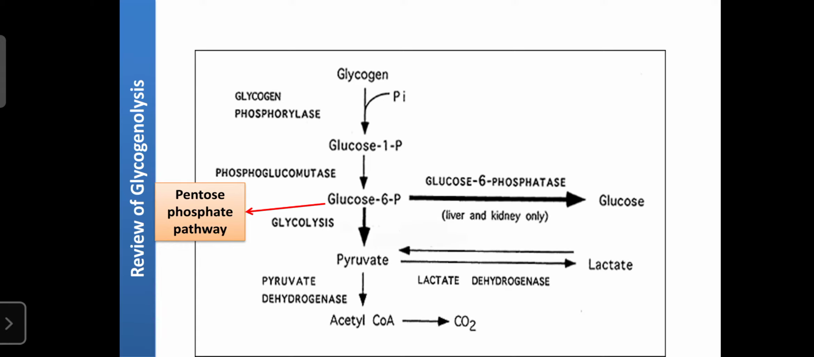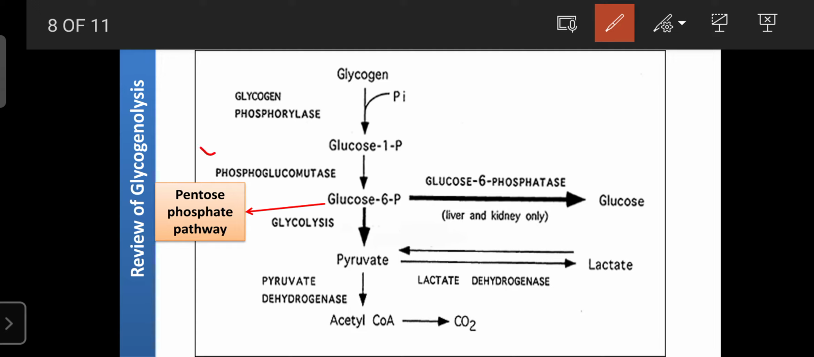So this is the review regarding glycogenolysis. Glycogen, due to phosphorylation in the presence of the glycogen phosphorylase enzyme, forms glucose 1 phosphate, and the second step goes on, that is the rearrangement of the glycogen in the presence of the GD enzyme. But here glucose 1 phosphate can then convert into glucose 6 phosphate in the presence of the phosphoglucomutase enzyme. Then this glucose 6 phosphate in the liver and kidney can be converted into glucose by glucose 6 phosphatase.